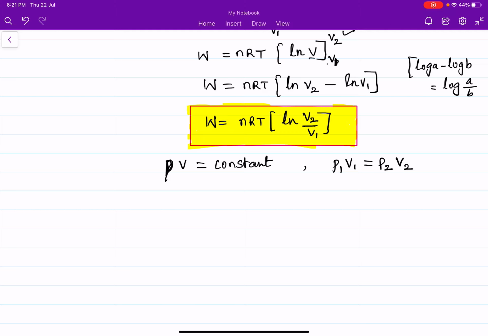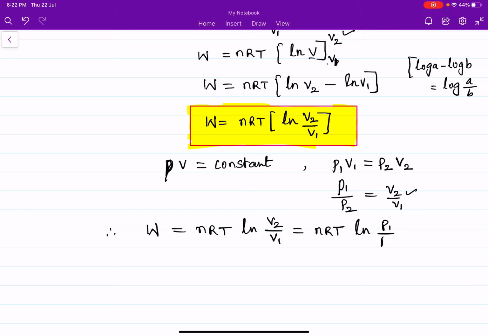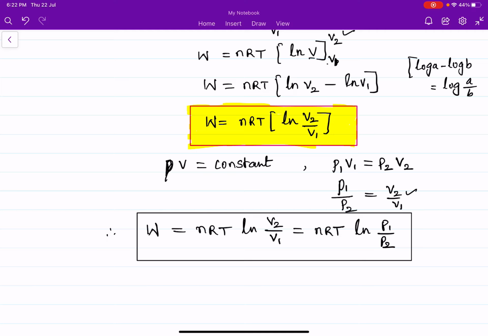I am rearranging these terms: P1 divided by P2 is equal to V2 by V1. Therefore, we can write work done in an isothermal process as nRT log V2 by V1. This expression in terms of pressure is given as nRT ln P1 by P2. So this is the final expression for work done in an isothermal process, given in terms of volume and also in terms of pressure.